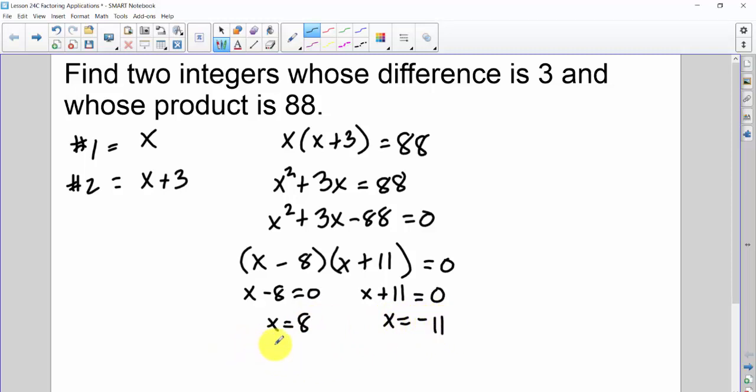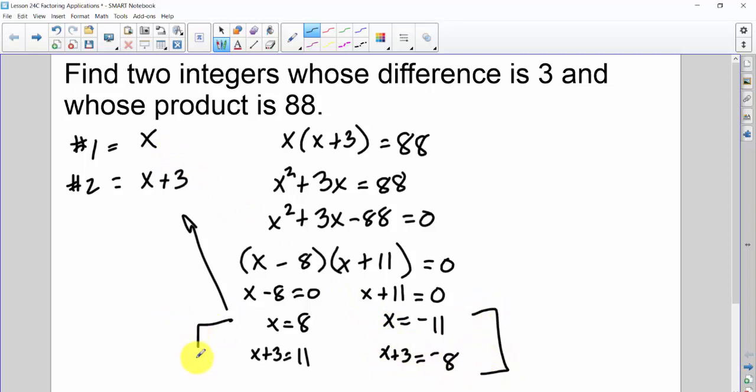Now here's the deal. These two numbers don't multiply to positive 88, so what I have to do is plug back in to the equations up here to get my other pair of numbers. So if x is 8, then x plus 3 equals 11, and if x is equal to negative 11, then x plus 3 is equal to negative 8. So there's two answers, and those are the two pairs.